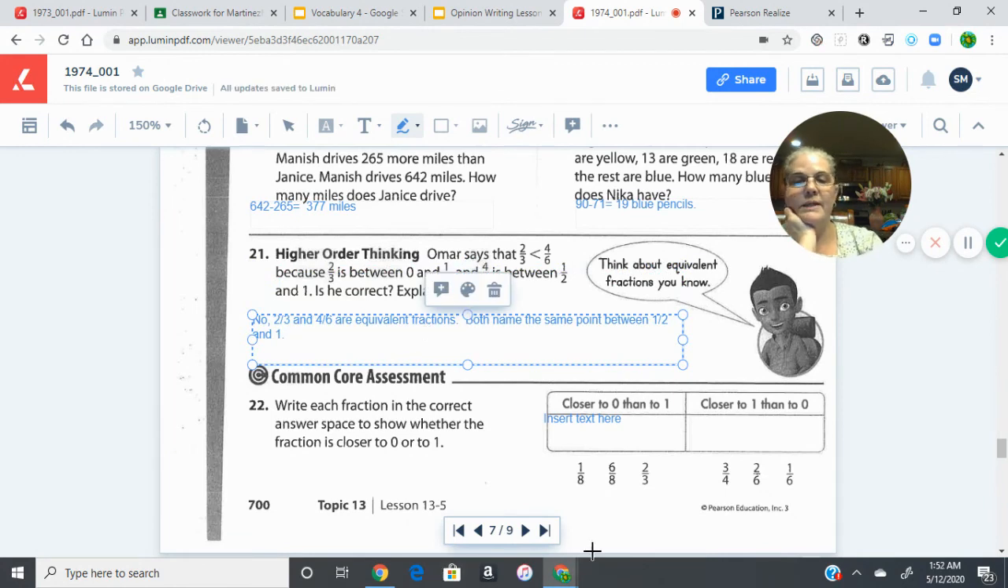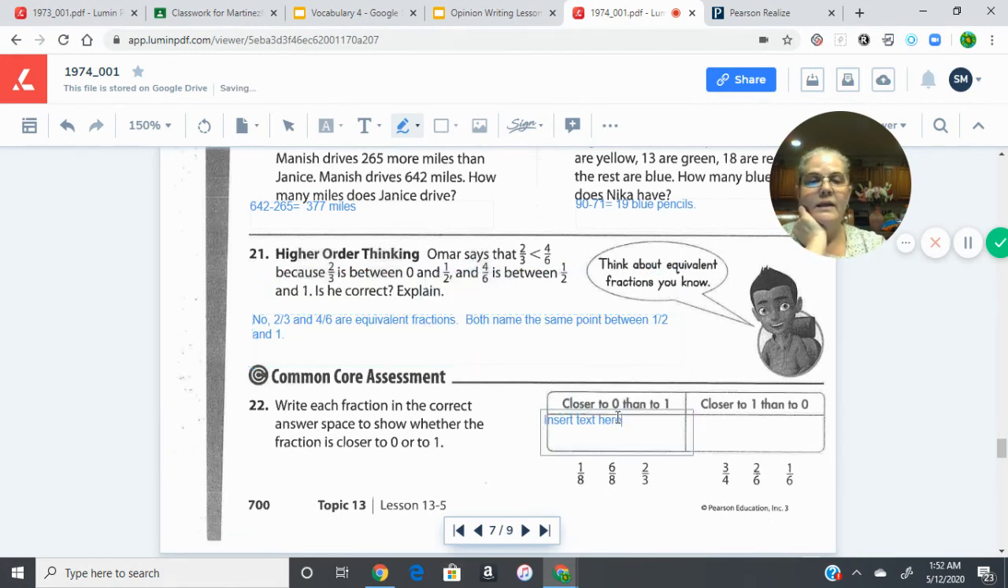All right, so you can copy my answer down there. And the last one, it says write each fraction in the correct answer space to show whether the fraction is closer to 0 or closer to 1. All right, so here are all of our fractions. So 1/8, would that be closer to the 0 or closer to the 1? That one would be closer to the 0. And then 6/8, that's almost to the end, isn't it? So that is closer to 1.